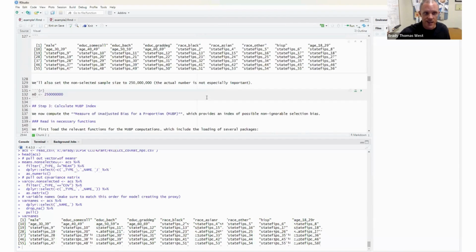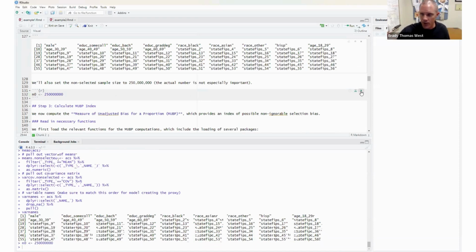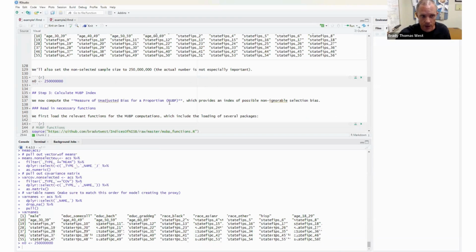Okay, we're going to set the size of the non-selected sample to about 250 million. That's just an estimate based on the size of that adult population. That number itself is not important, and it's not going to have a huge impact on your estimates. We're just using a very ballpark estimate for that population size.